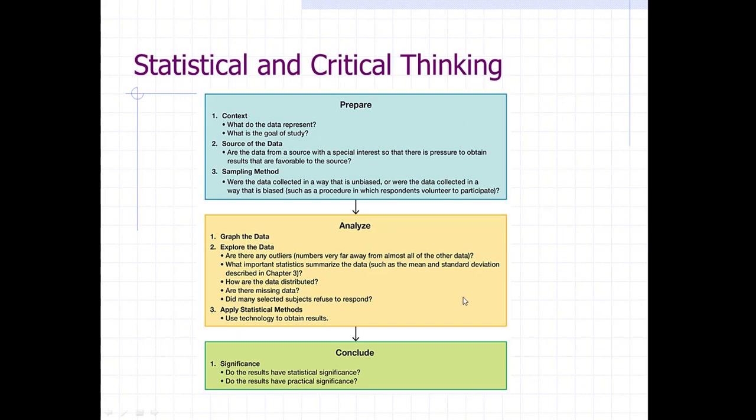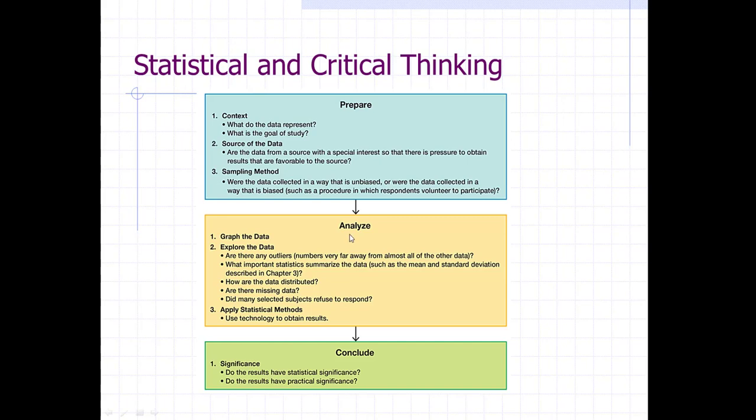This is a graphic out of your textbook to help us think about what we're doing. So we need to prepare our study. We need to look at the context of the data and what was the goal of the study. We need to look at the sources of the data and are they reasonable, and we need to look at their sampling method. There are good sampling methods and there are bad sampling methods. In this time in our study, we're going to talk about bad sampling methods, which is a voluntary response, and we'll talk about that a little bit, I think, in the next slide or two.